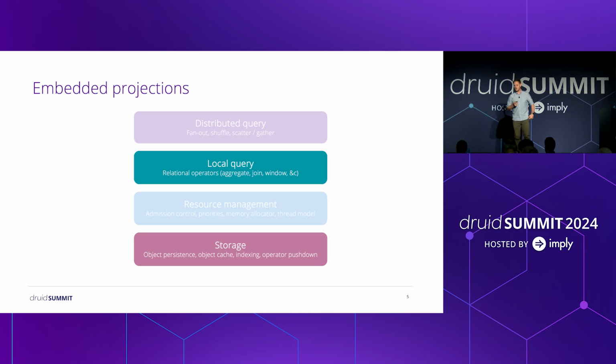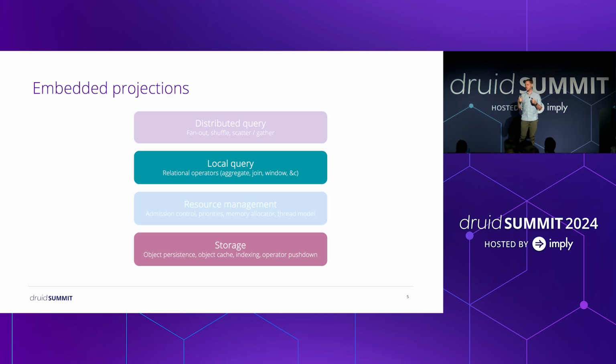So first off, embedded projections. Embedded projections is really something that lives in the local query layer and the storage layer. A lot of distributed databases do their projections or materialized views or what have you at the distributed query layer, where the SQL planner determines whether to use a view or not. We're not going to do that. We're not doing that because it makes it very difficult to manage the creation and evolution of materialized views.